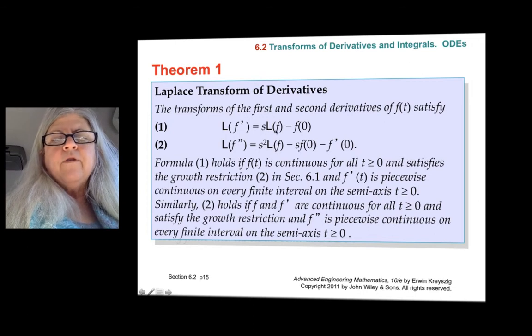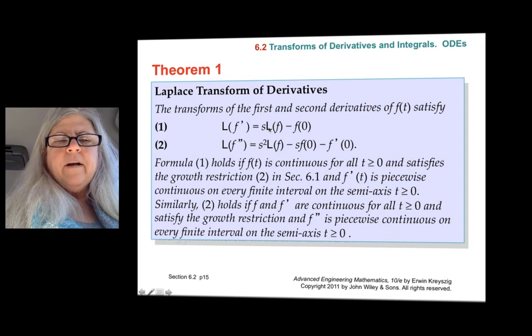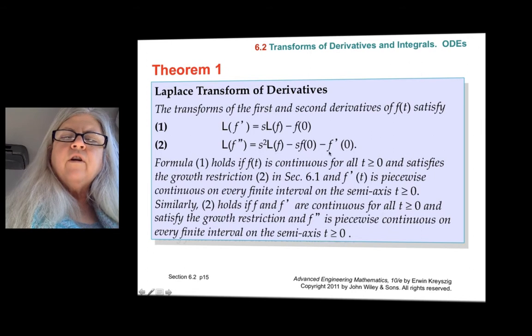L of f represents the Laplace transform of the function f, and s is a consequence of taking the first derivative. So this can be expanded for the second derivative. In the second derivative, we would have an s squared multiplying the transform of f, and then the initial condition f of 0 is multiplied by an s, and then we have an initial condition on the first derivative, f prime. So a couple of comments.